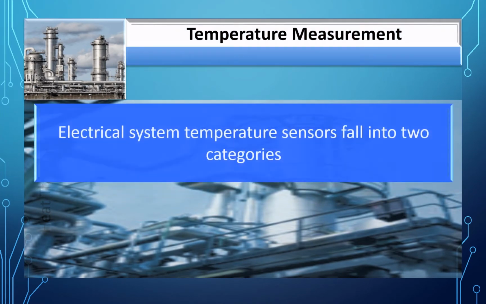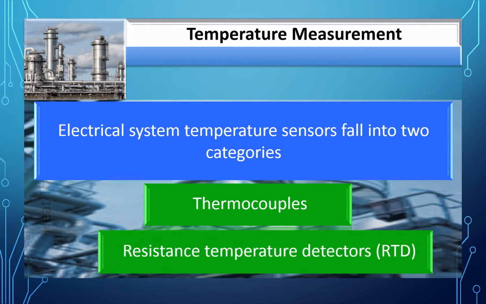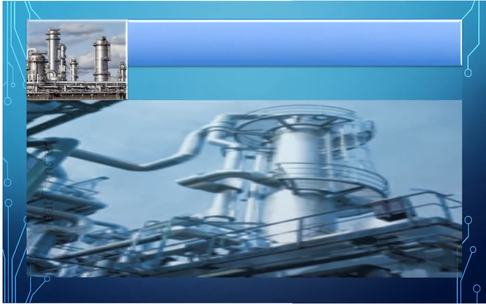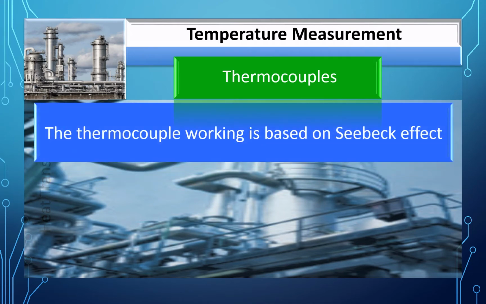Electrical system temperature sensors fall into two categories: thermocouples and resistance temperature detectors (RTD). Thermocouples. A thermocouple's working is based on the Seebeck effect.